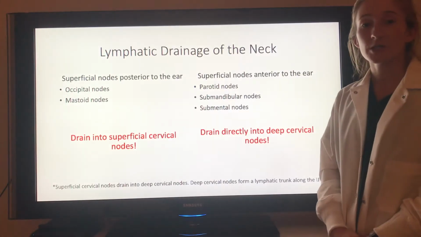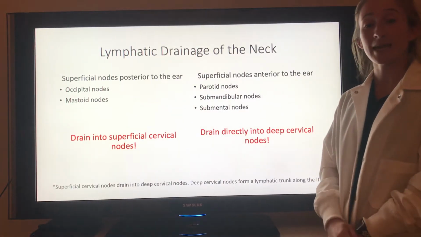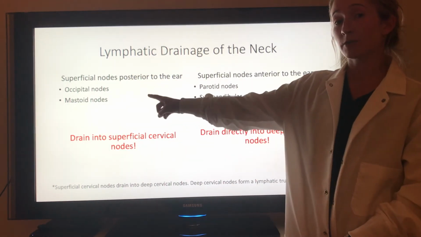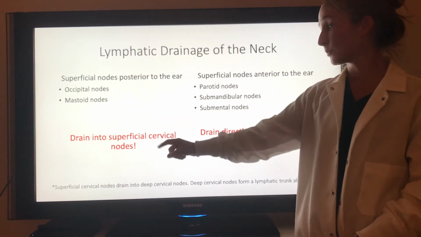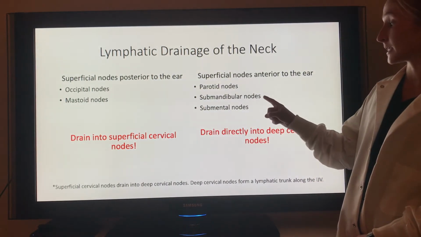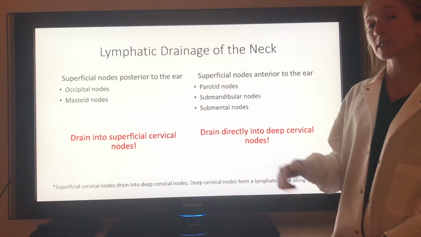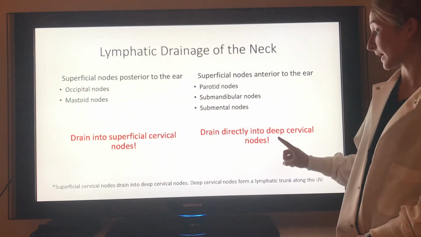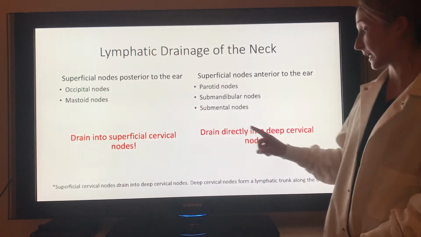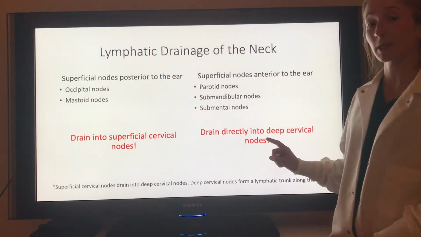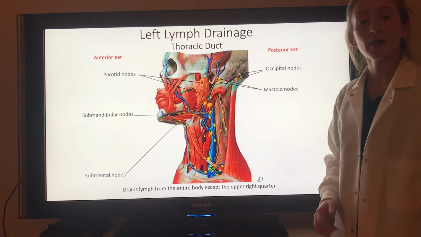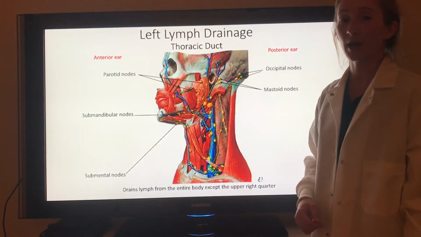The lymphatic drainage of the neck can be broken down into anterior and posterior ear. The occipital and mastoid nodes are found posterior to the ear and will drain into superficial cervical lymph nodes. The parotid, submandibular, and submental nodes are found anterior to the ear and will drain directly into deep cervical lymph nodes. Superficial cervical nodes drain into deep cervical nodes, which form a lymphatic trunk that follows the course of the internal jugular vein. On the left side of the neck, the lymph drains to the thoracic duct.